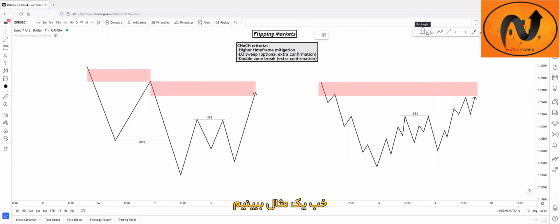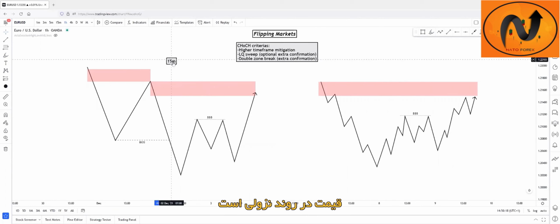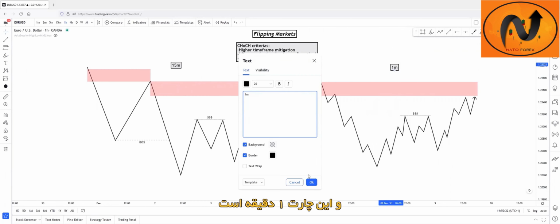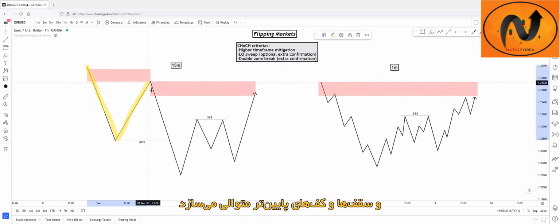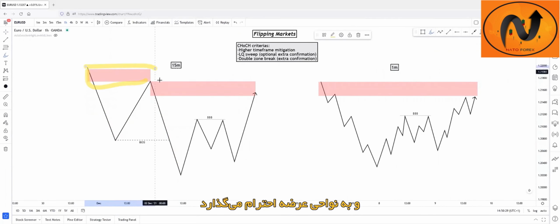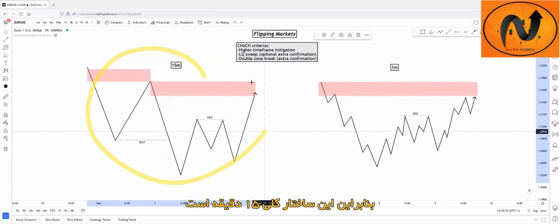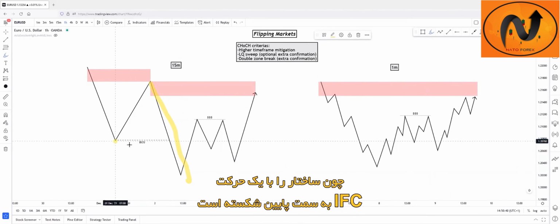Okay, let's see a concrete example and the criteria. As you can see in this first example, the first image, price is moving in a downtrend. This is the 15-minute chart, and this will be the 1 minute chart. So as you can see, price is moving in a downtrend, creating a series of lower lows and lower highs, respecting supply zones, breaking through demand zones, and breaking structures to the downside. So this is the overall 15-minute structure. And as you can see, this supply zone has been created because it broke structure to the downside with inefficient movement.